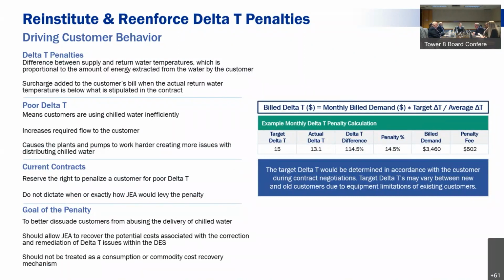The penalty should allow JEA to recover the potential costs associated with the correction and remediation of the delta T issues. A target delta T going forward will be decided during contract negotiations, and they may vary between new and old customers due to equipment limitations of existing customers. So this is more to just encourage behavior of efficient use of the system, much like a KVAR charge would be used on the electric side.